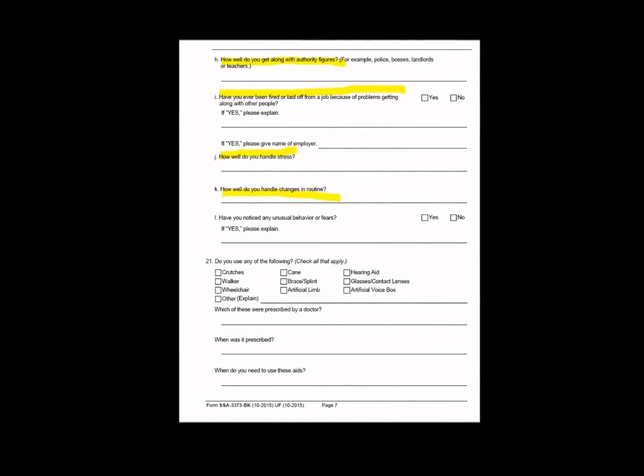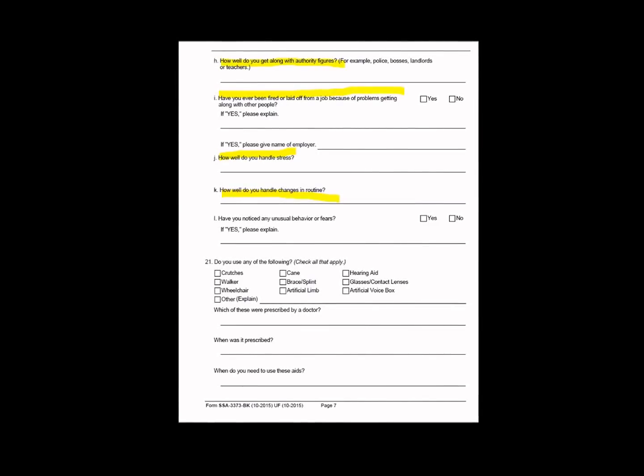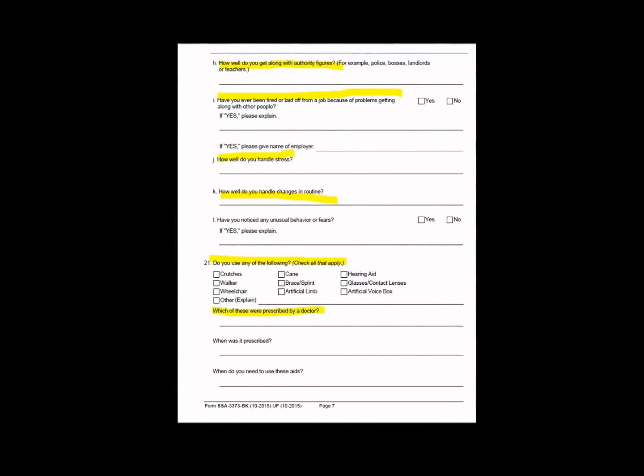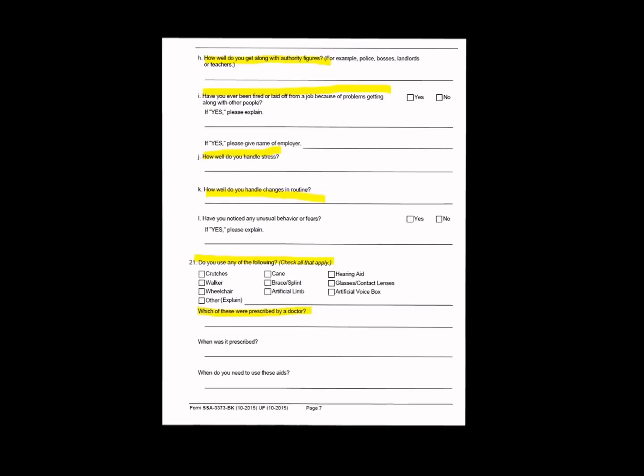It's just this. You've got to remember, you are an expert on you. Educate everybody about how you are. And same thing, when you start getting down to devices and so forth, if you use crutches, walkers, wheelchairs, canes, things of that nature, Social Security is going to want to know, are you getting that on your own or is somebody prescribing it? Because they're going to start looking through the medical records to see if somebody actually prescribed you these things. All these things are useful tools for them.